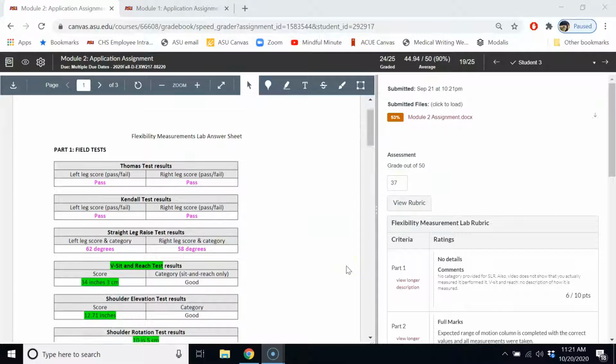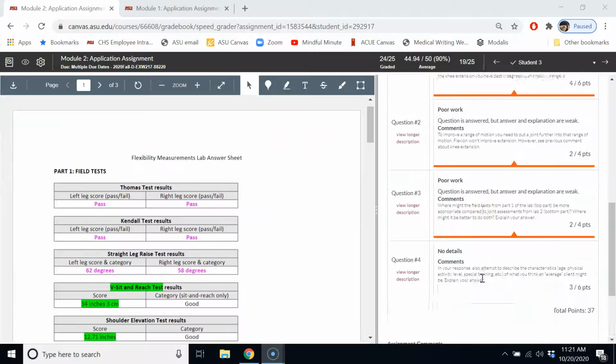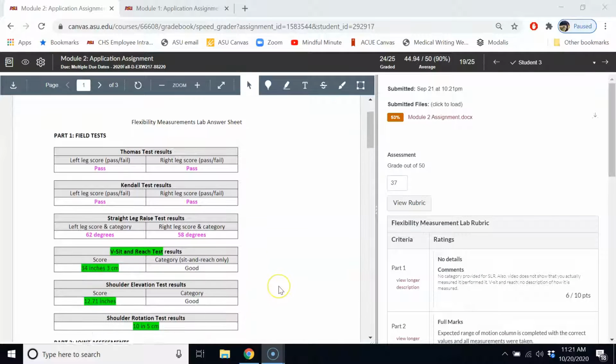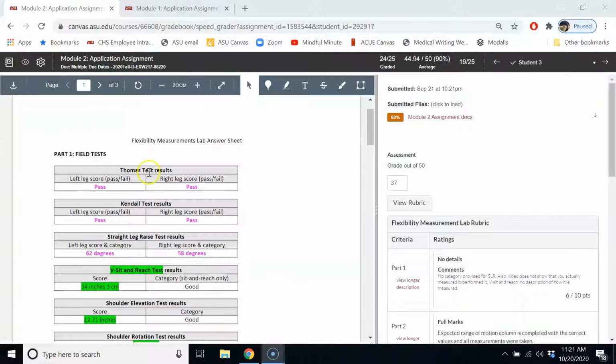We're going to go through the lab one by one, and probably less focus on the rubric, but I'll show you the mistakes that I see normally here. For the Thomas and the Kendall test, all I want to see here is pass or fail. Their leg either extended or came off the table or it didn't. So pass or fail. I don't need any measurements, nothing like that.